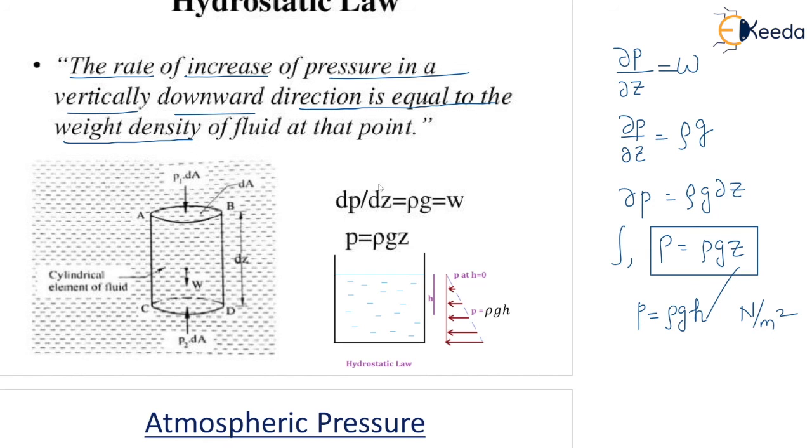The same thing is explained here. Dou P by dou Z equal to rho G or W, and from there we are getting this equation. And you can see hydrostatic law here. What is the importance of this equation? That your pressure P is depending only on the height or depth of the liquid, because rho is constant, G is acceleration due to gravity, constant value. So with the change in H, your P is changing linearly, and that's why the pressure distribution is shown here, P equal to rho G H.